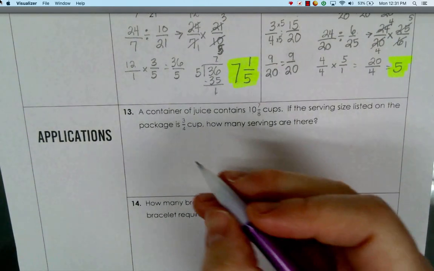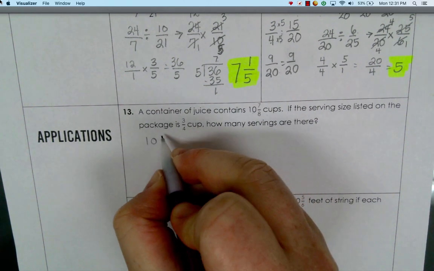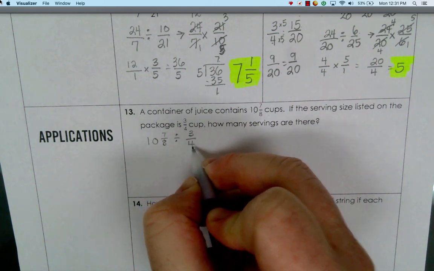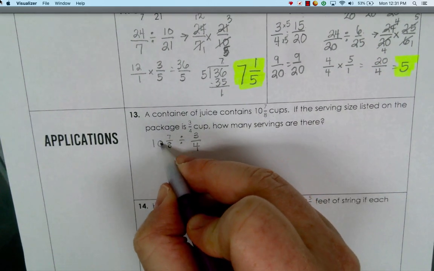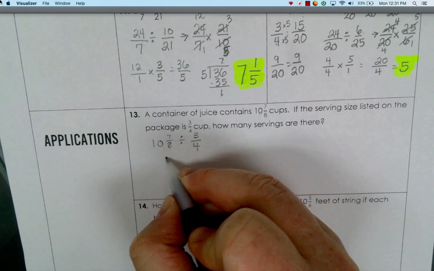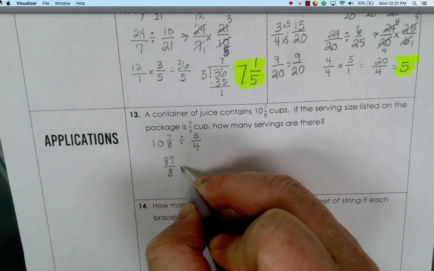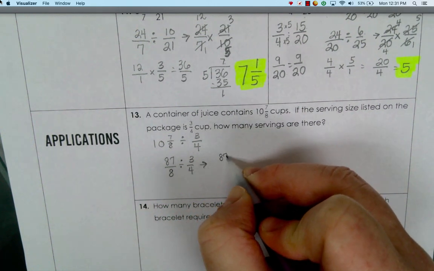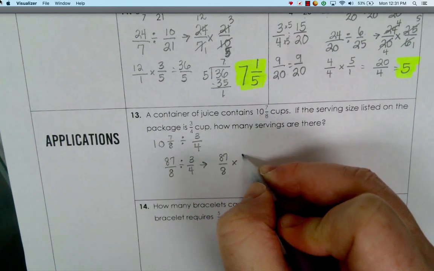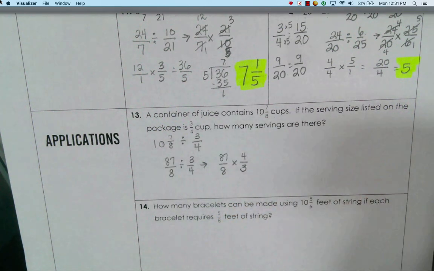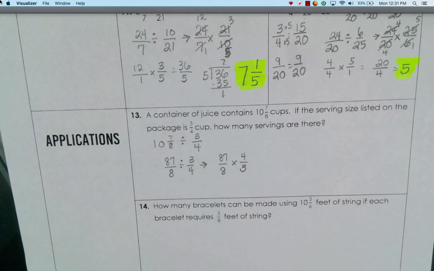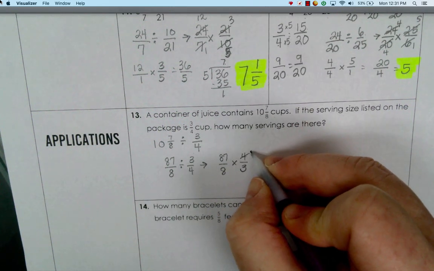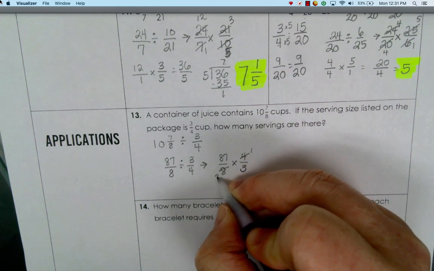Yeah, the juice. So I'm going to say 10 7/8 divided by 3/4. Okay? So 8 times 10 is 80, plus 7 more is 87/8 divided by 3/4. Now we're going to keep, change, flip. You can simplify. So the greatest common factor of 4 and 8 is 4. 4 divided by 4 is 1. 8 divided by 4 is 2.